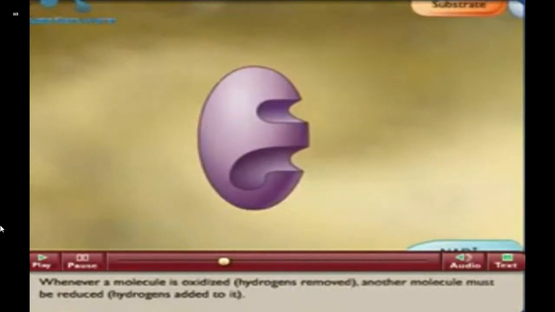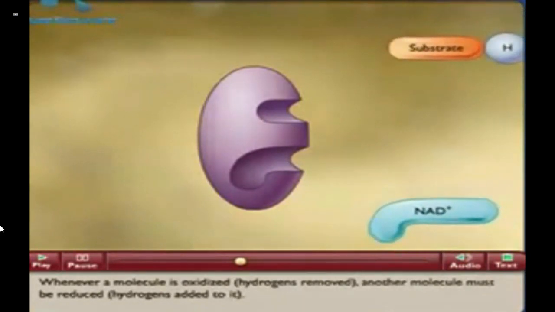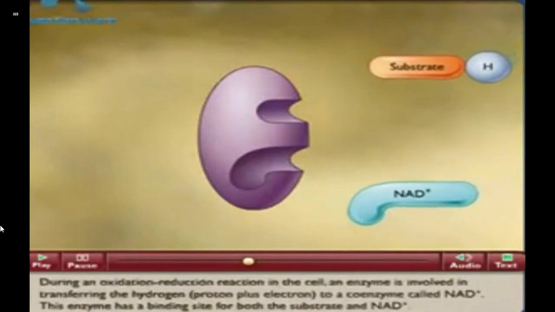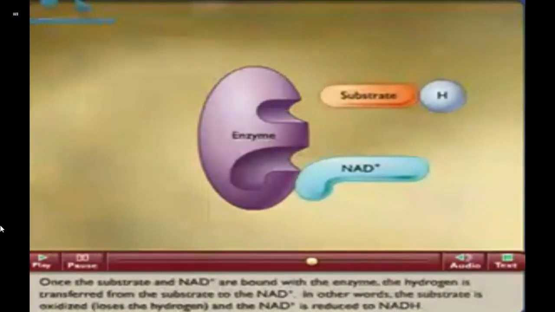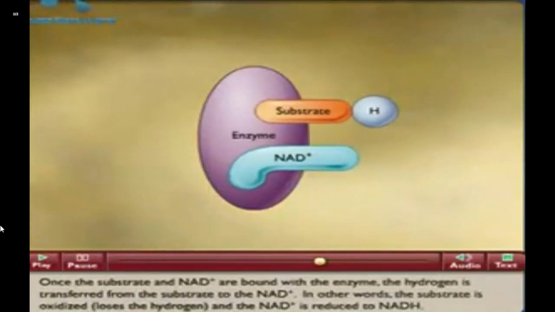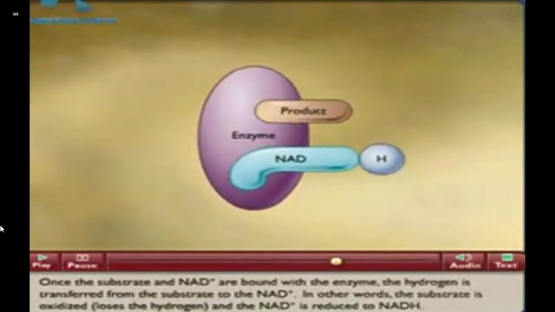Whenever a molecule is oxidized, hydrogens removed, another molecule must be reduced, hydrogens added to it. During an oxidation-reduction reaction in the cell, an enzyme is involved in transferring the hydrogen, proton plus electron, to a coenzyme called NAD+. This enzyme has a binding site for both the substrate and NAD+. Once the substrate and NAD+ are bound with the enzyme, the hydrogen is transferred from the substrate to the NAD+.